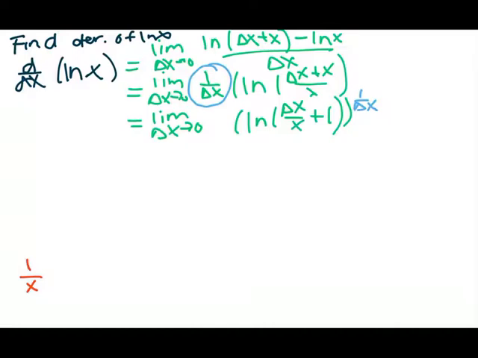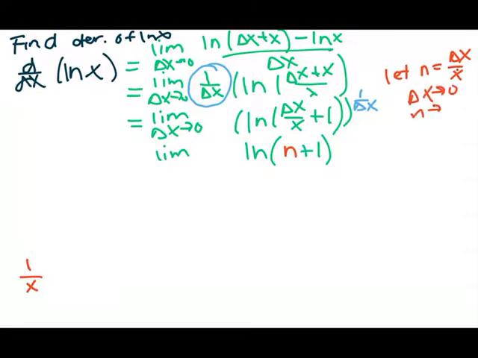Now, the next thing I want to do is, in some way, simplify all these delta x's. So I'm going to let n equal delta x over x, which means in here I'm going to have n plus 1. I'm still going to have natural log here. I'm still going to have a limit. Note that as delta x approaches 0, n is also going to approach 0, so I'm going to change this to be as n approaches 0.